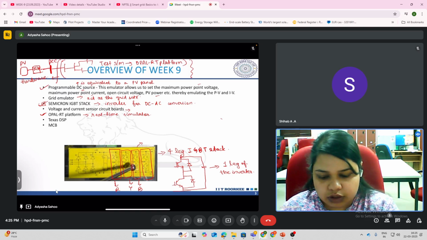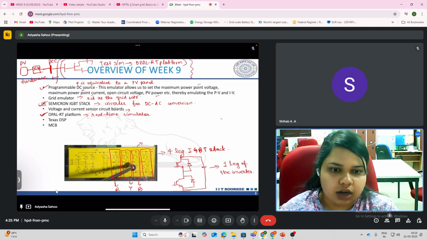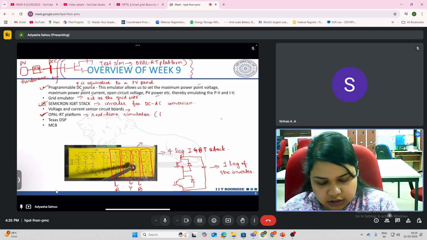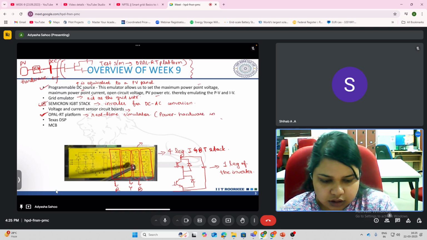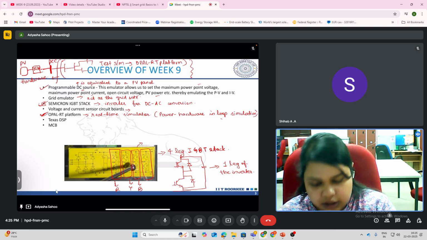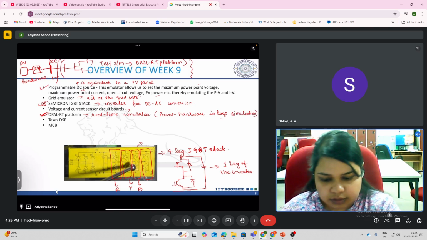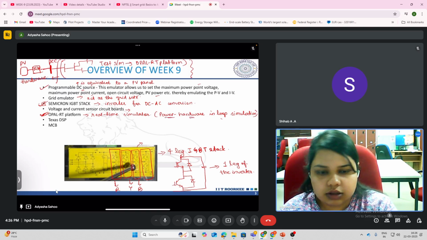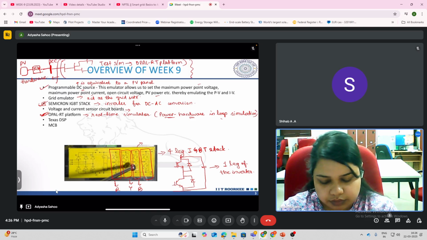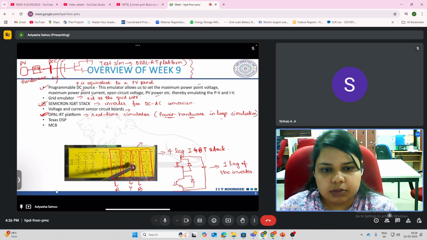So before that, we do this OpenRT real-time simulation with hardware, which we call the power hardware-in-the-loop, or PHIL, setups. So this is also a simulation, because in the OpenRT we are simulating the test system, but we have the power hardware, in the sense of the other resources that we need to connect before the PCC.